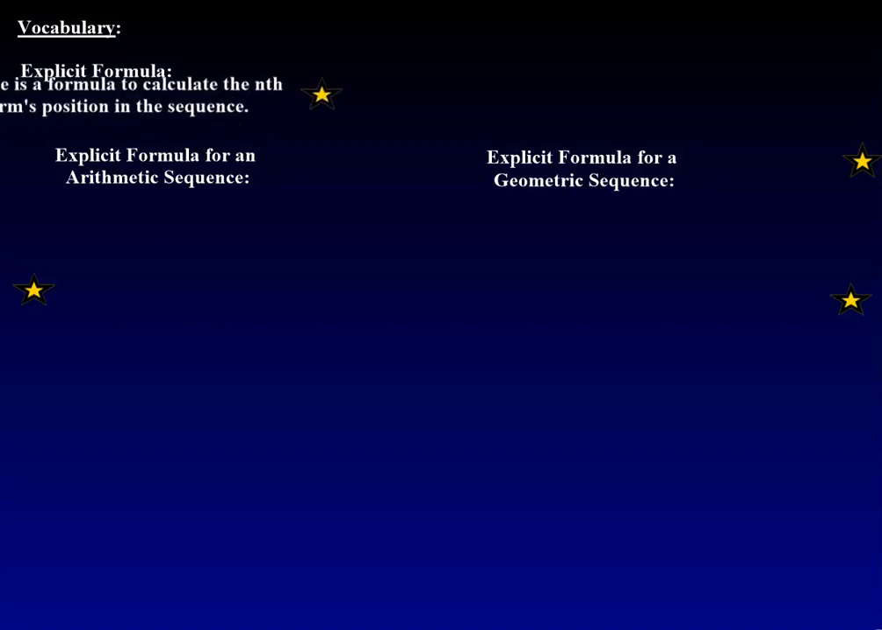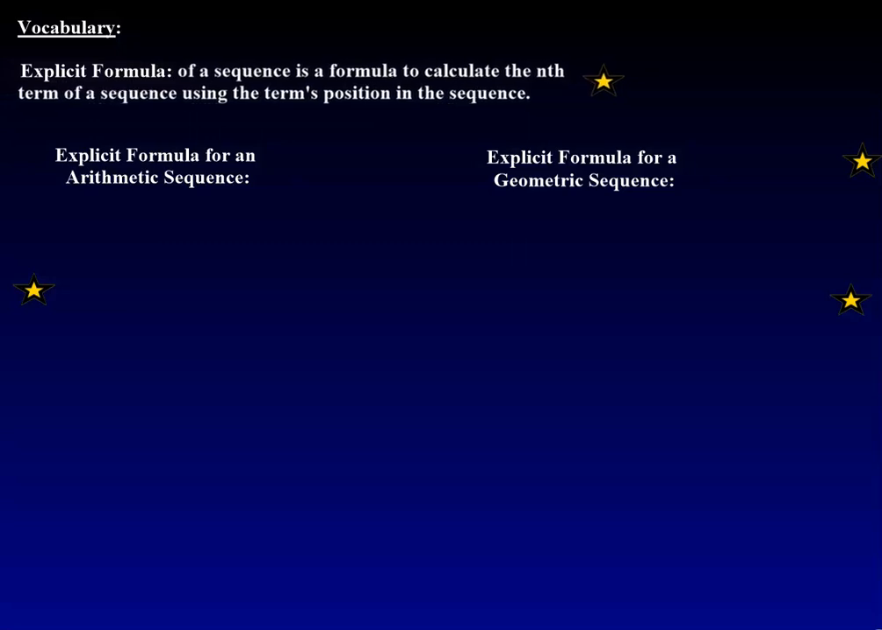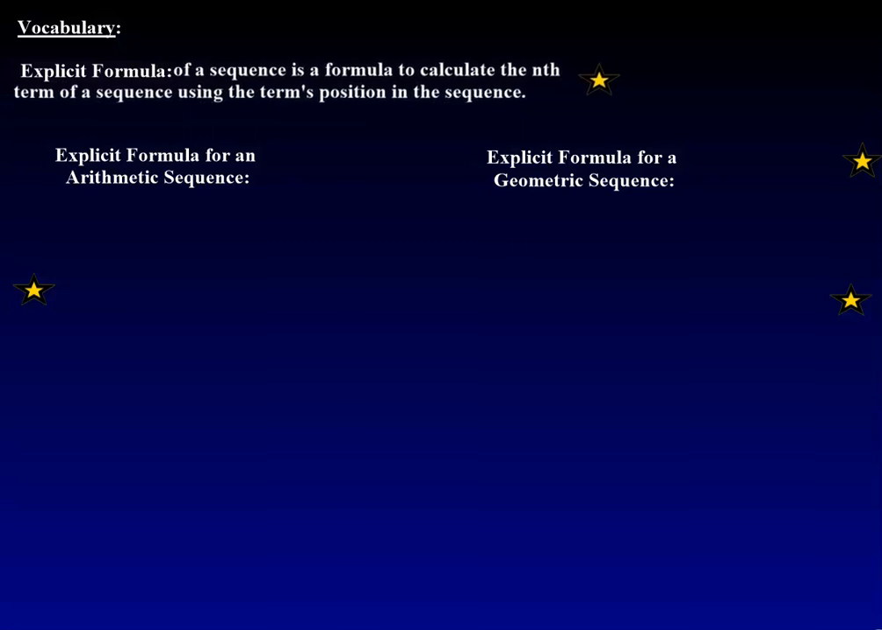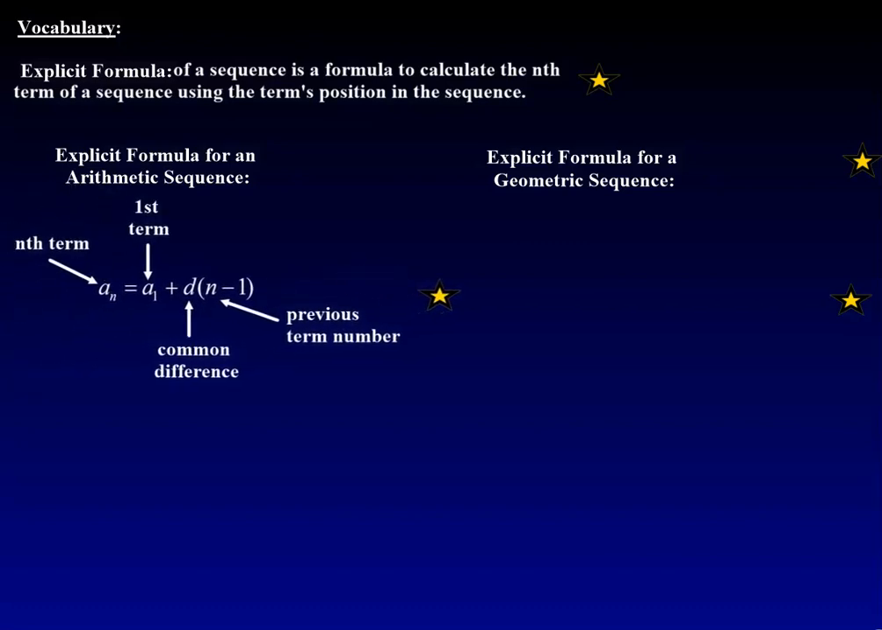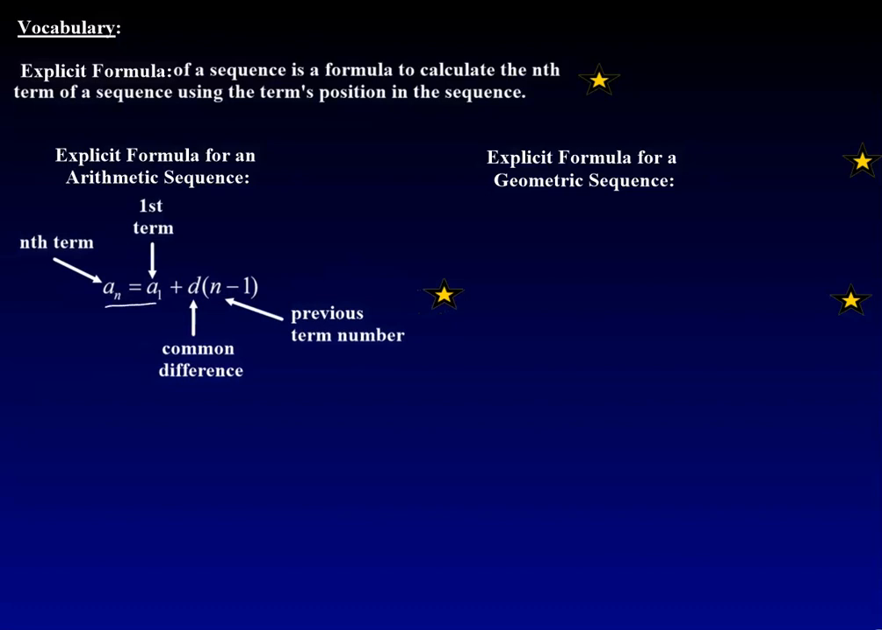So we have some more vocabulary terms. An explicit formula of a sequence is a formula to calculate the nth term of a sequence using the term's position in the sequence. The explicit formula for an arithmetic sequence is a sub n equals a sub 1 plus d times n minus 1, where a sub n is the nth term, a sub 1 is the first term, d we know as the common difference, and n minus 1 is the previous term number.